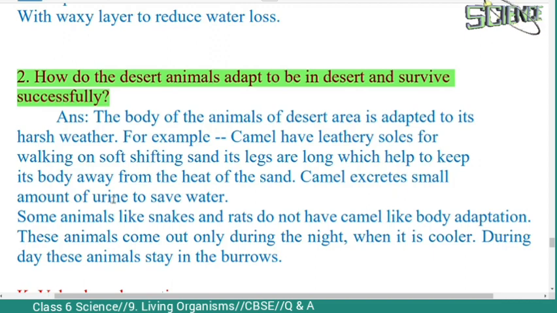Some animals like snakes and rats do not have camel-like body adaptation. These animals come out only during the night when it is cooler. During the day, these animals stay in the burrows.